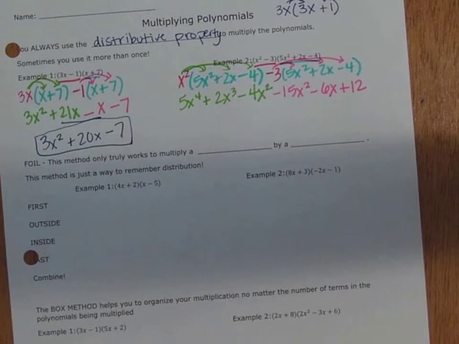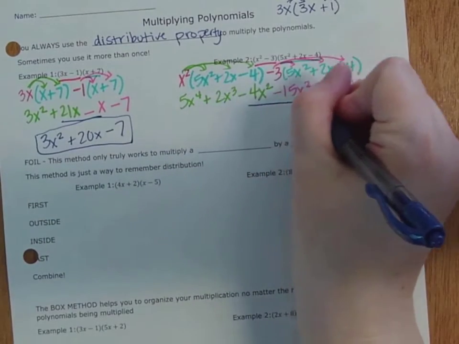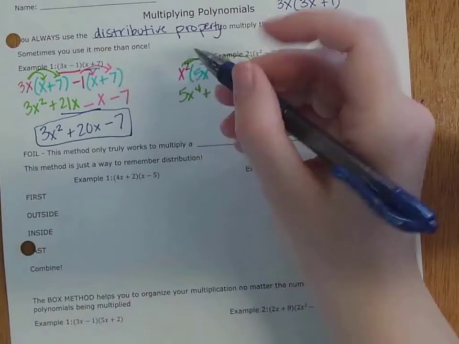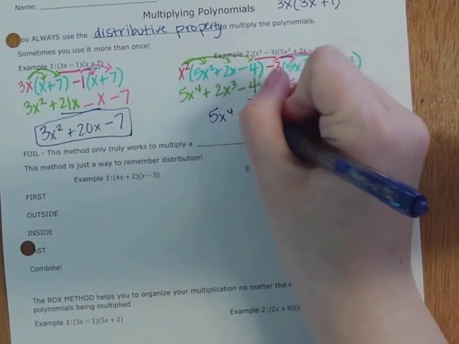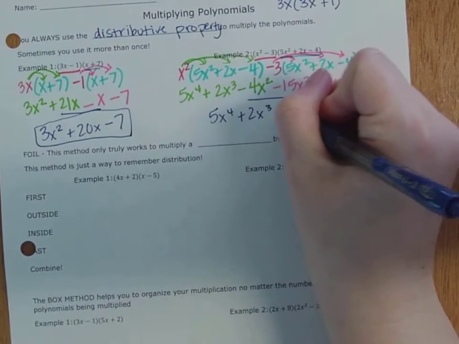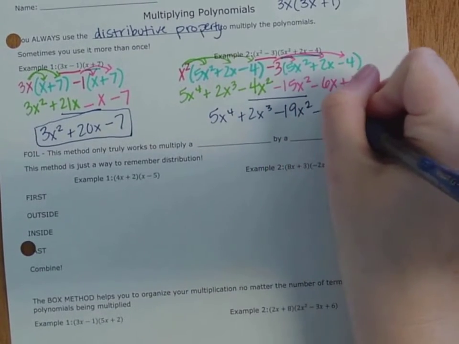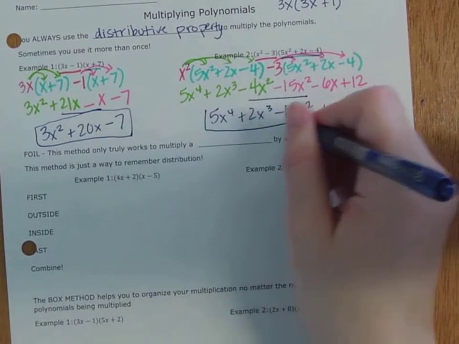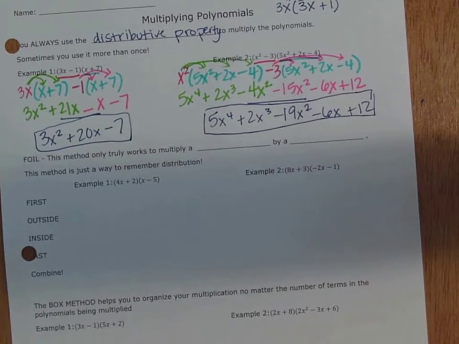And then what? Combine like terms. In this case, we only have one pair of like terms. You will see times where you have more than just one pair of like terms. 5x to the 4th plus 2x to the 3rd minus 19x squared minus 6x plus 12. Any questions on those?